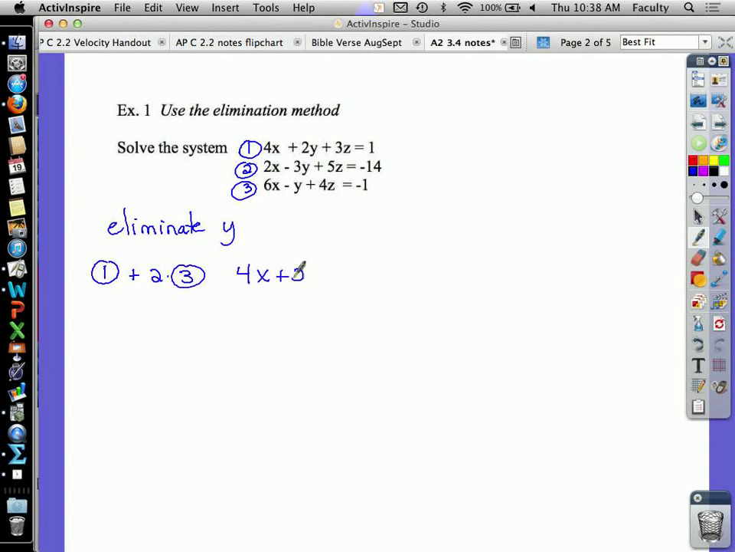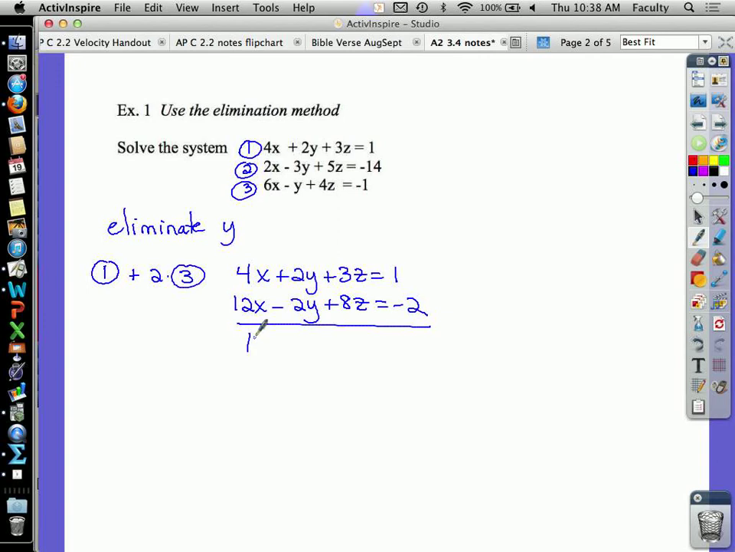Here's equation 1. And then I'm going to multiply equation 3 by a 2. So that results in 12x minus 2y plus 8z equals negative 2. Let me give you some advice, because I've taught this a very long time. The most common mistake I see is students forget to multiply the right side, that number, by that number. So be careful. If you get a problem wrong, go check that first.